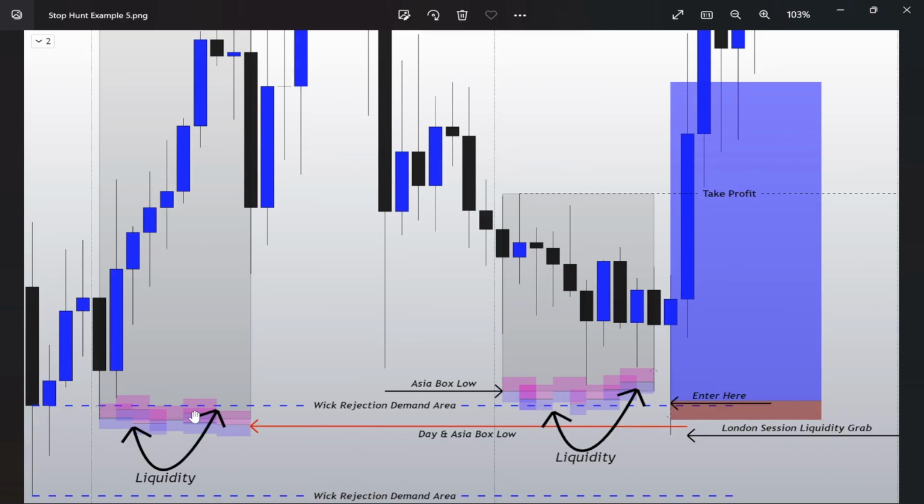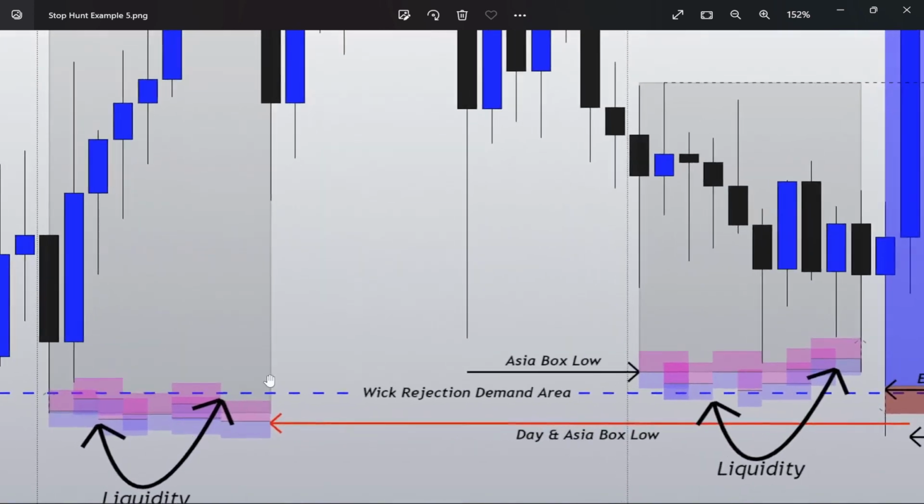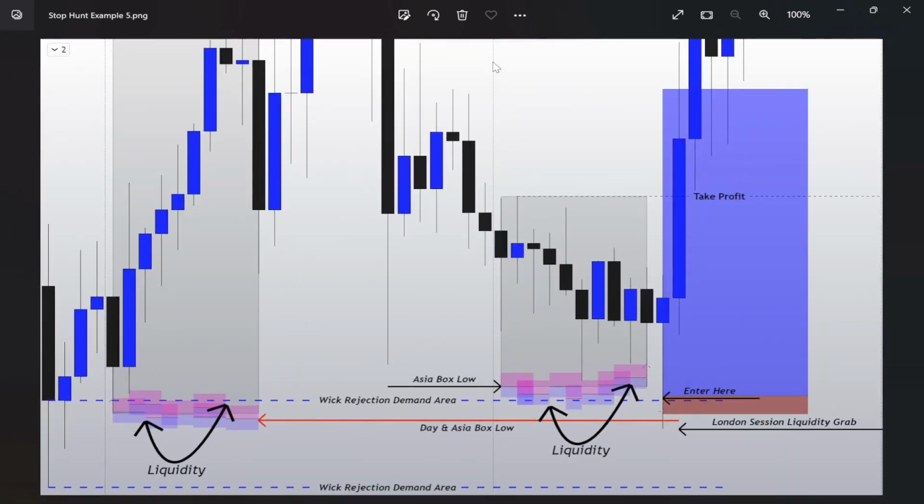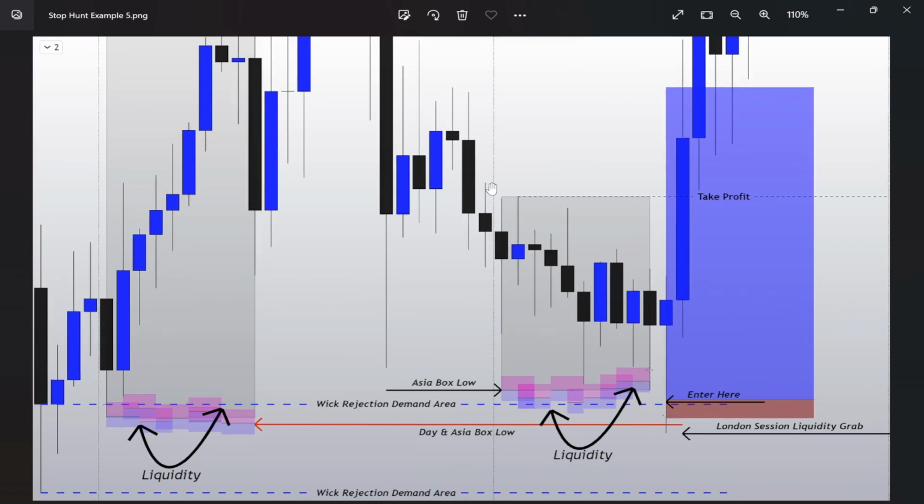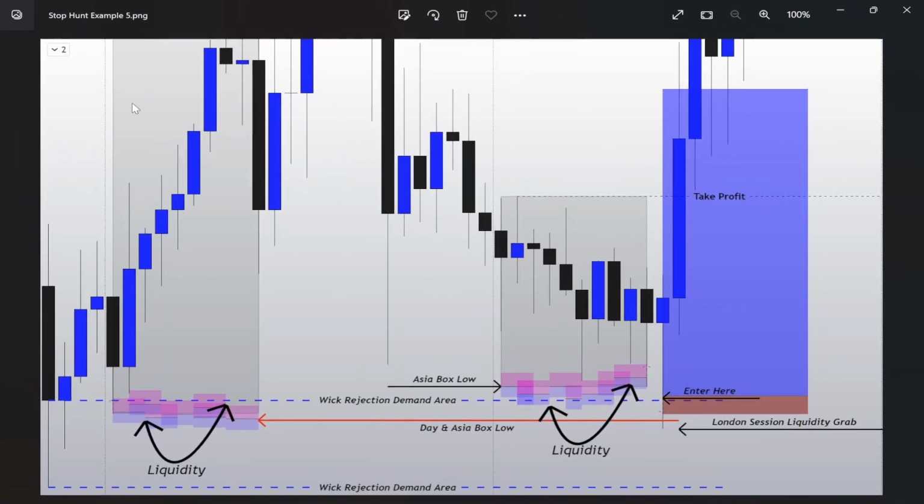So first of all, here's an example. It is a still image, but this is a real example. What we have here is a day. Right here, we have a day demarcation, okay? And this is the previous day. This gray section is the Asia session box.